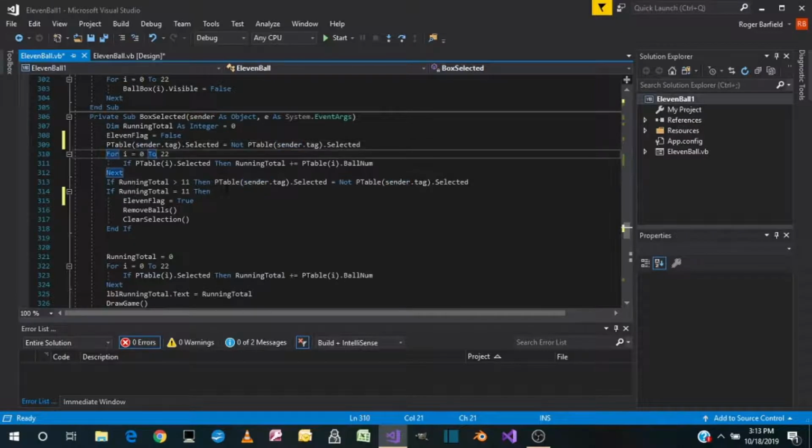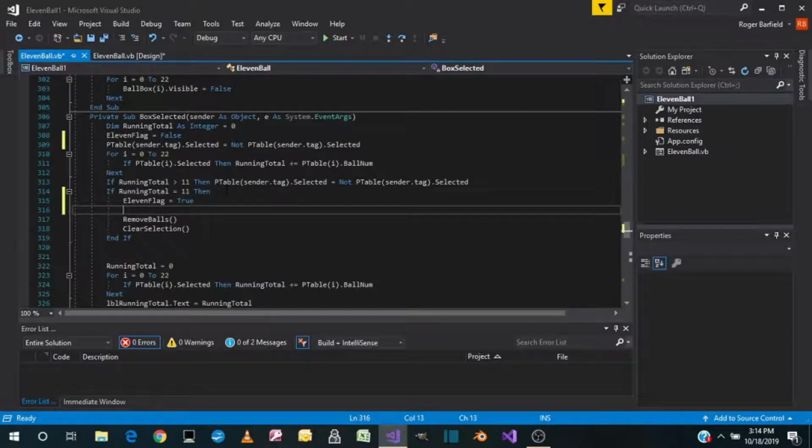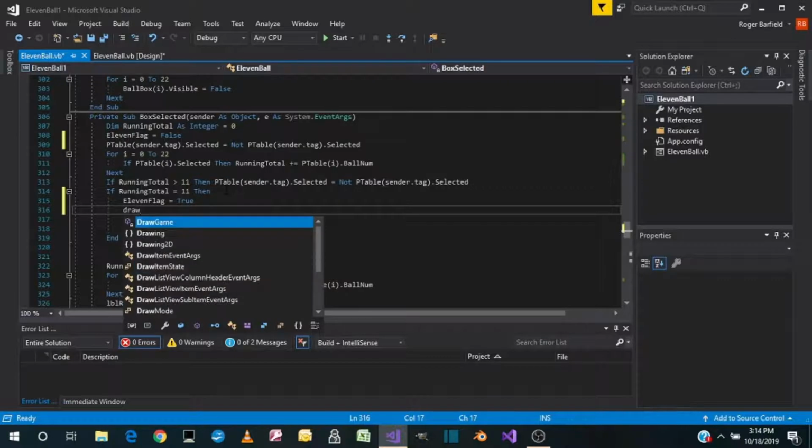So basically, we preset it to false. After we select the balls, when we find out if we have a running ball total of 11, we'll set the flag to true. Now remember last time, where the very last ball selected wasn't showing the select marker? That's because I forgot to put draw balls.